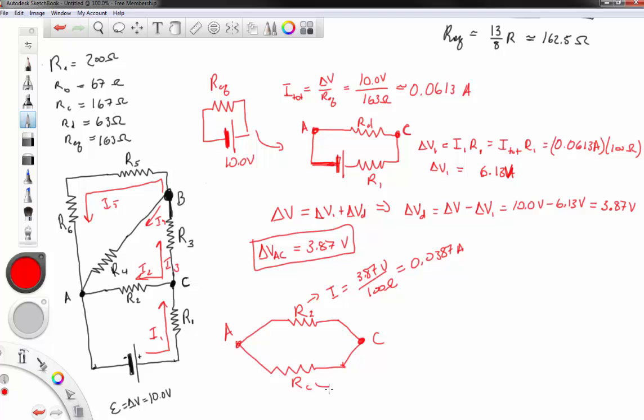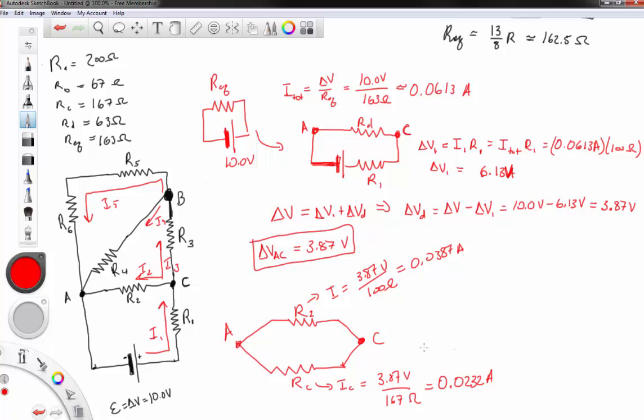Be that as it may, the voltage drop across all of RC was also 3.87 volts. So that means that I sub C must be 3.87 volts divided by R sub C, which was 167 ohms. So that means that I sub C is actually going to be equal to 0.0232 amps. That's going to be the current flowing through IC.